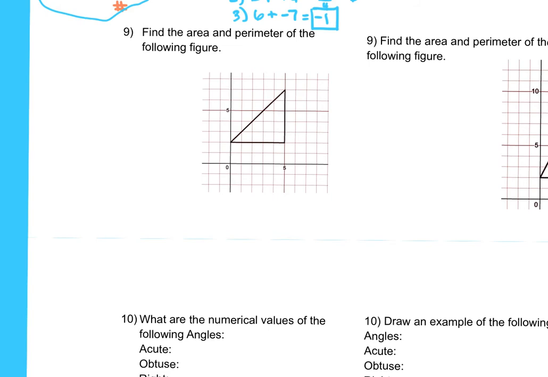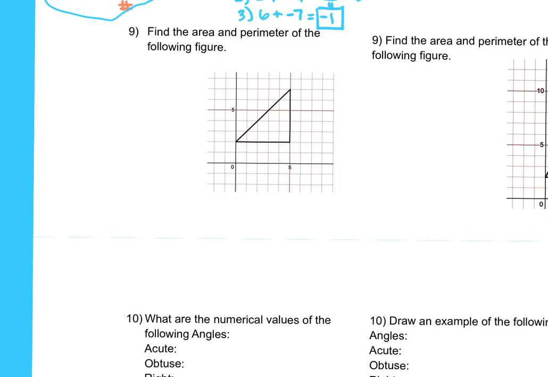All right, this one wants us to find the area and the perimeter of the following figure. The area, since that's a triangle, is going to be base times height divided by 2. And then for the perimeter, we're just going to add all sides. All right, let's find the distances that we can by counting. Those are vertical distance, so 1, 2, 3, 4, 5. And then the horizontal distance you can count as well, 1, 2, 3, 4, 5.